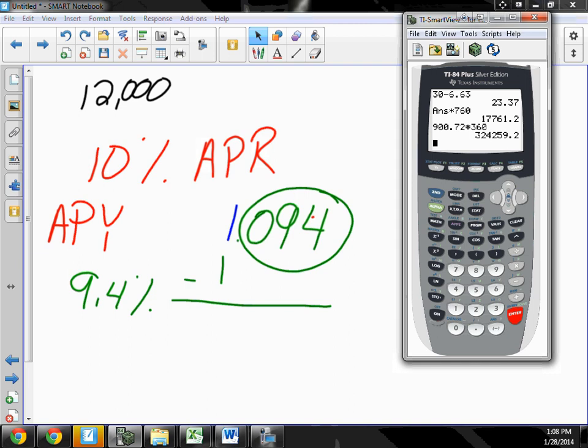What was the other one? 760.75 times 360. So if you drop the interest rate, that's going to save you $50,000.